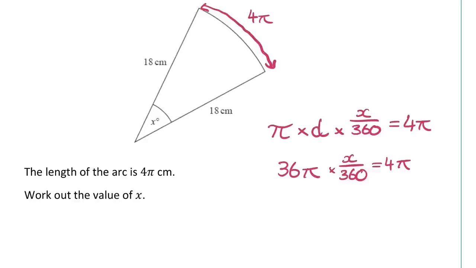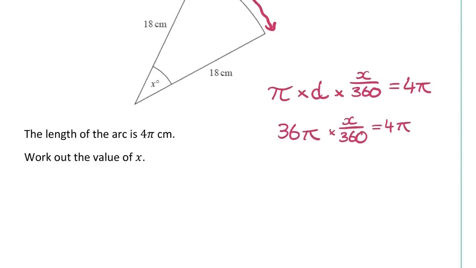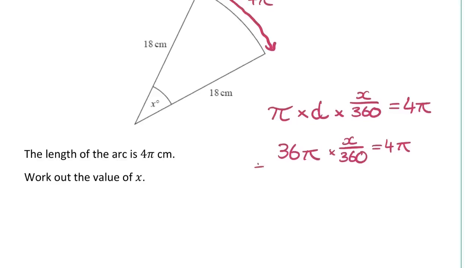Now we need to rearrange this to actually figure out what's going on. So what we can do is divide both sides by 36 pi. Remember, I want to isolate x here. I want to know what x is. That's the whole point. And we've got an equation. So divide both sides by 36 pi, and we get x over 360 is equal to 4 pi over 36 pi.